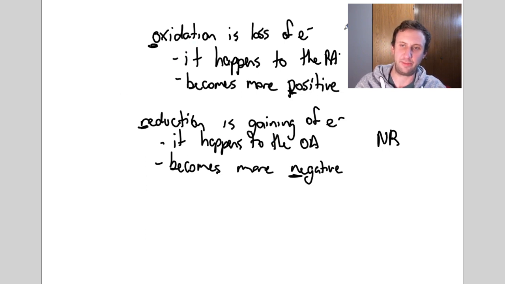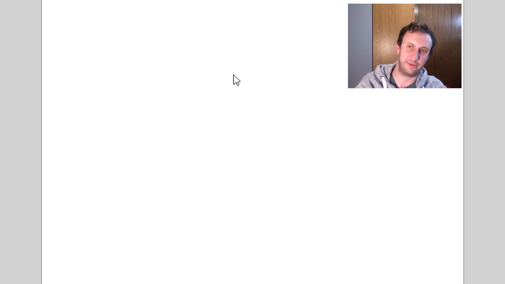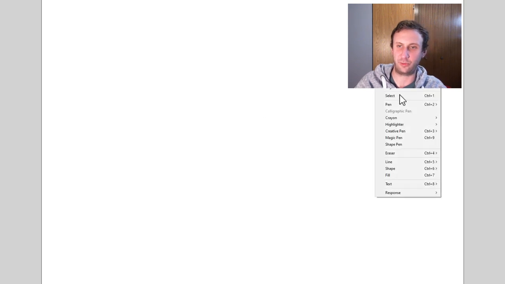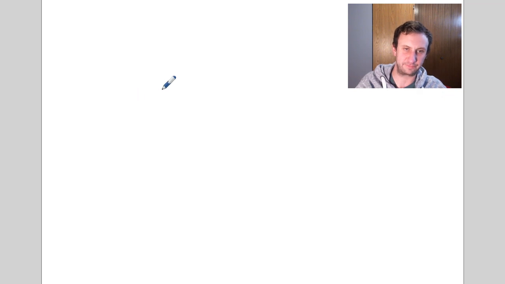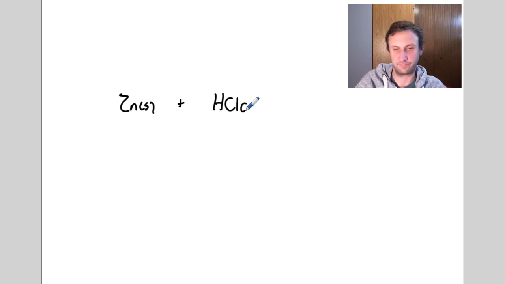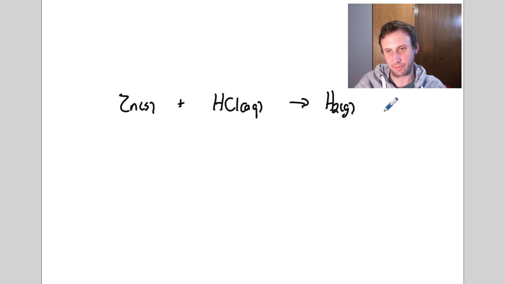I think maybe it might be wise to do one more quick example here to try to help you make sense of this. Let's work with something like if I take a metal and react it with hydrochloric acid. So let's say that I have Zn solid plus HCl aqueous makes for us H2 gas and ZnCl2 aqueous.